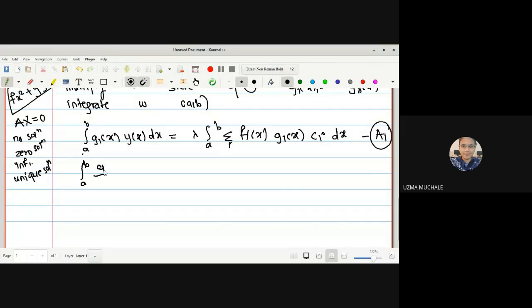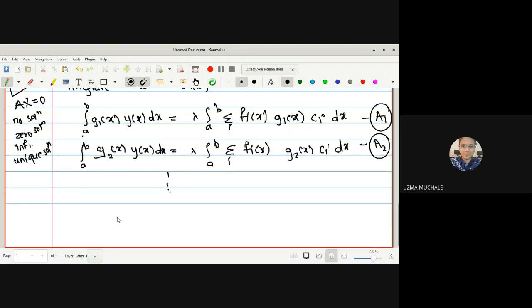The next multiplier is g2(x) on both sides of our equation number 6. It is equal to lambda integration a to b, summation over i of fi(x) into g2(x) ci dx, which is our equation, say, a2. And in this way, we will have many equations.